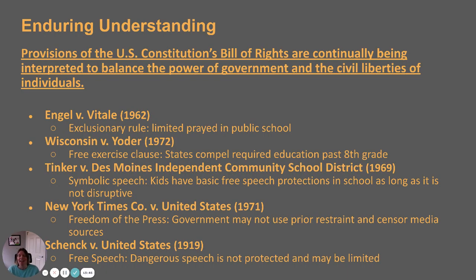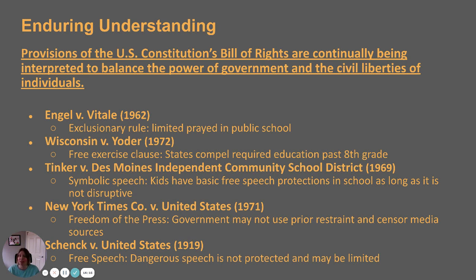All right, okay. Now we have an enduring understanding, and this has the most cases under it. These cases we learned in Unit 3 when we talked about civil rights and civil liberties. Enduring understanding: provisions of the U.S. Constitution's Bill of Rights are continually being interpreted to balance the power of the federal government and the civil liberties of individuals. So we've got 5 cases that relate to these. Basically, what are our civil liberties and the interpretation of those liberties.